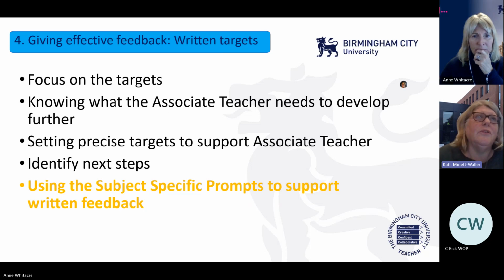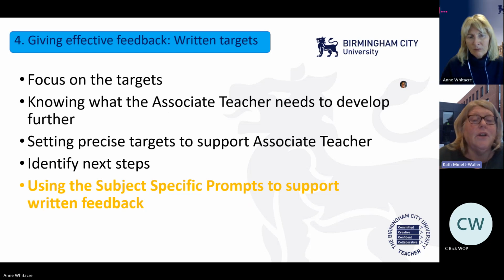So I think it's important with that written feedback, and even within the verbal, to focus on the current targets and know what the associate teacher needs to develop further. So having those conversations around that, which hopefully have taken place previously and at the weekly meeting anyway. And then it's moving on to setting precise targets to support the associate teacher moving forward. Hopefully that would come out of the dialogue you've had through the verbal feedback, identifying those next steps.